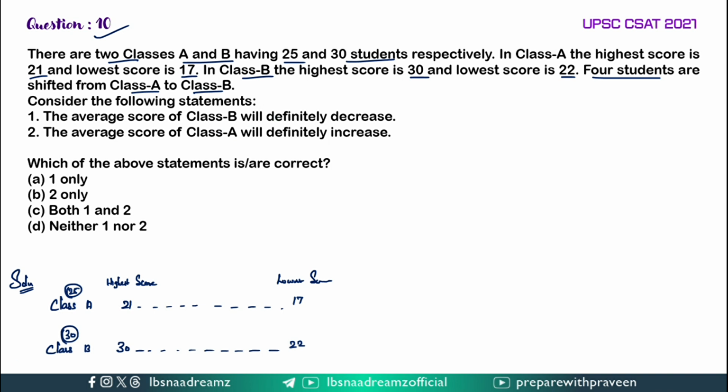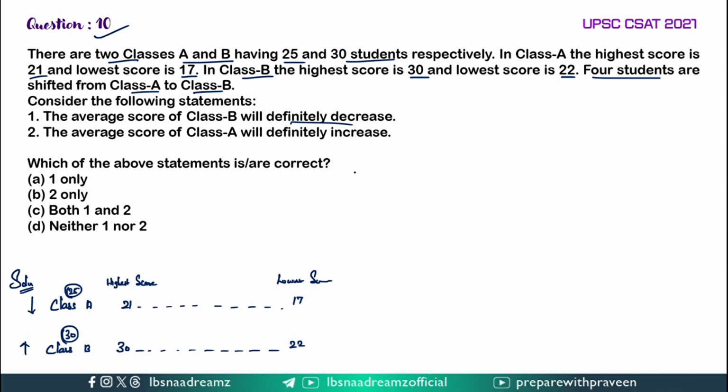See, when you compare class A and class B, just by looking at this information, we can tell that class B is the highest performing class and class A is the lowest performing. Now they are shifting 4 students from class A to class B. The average score of class B will decrease. How?